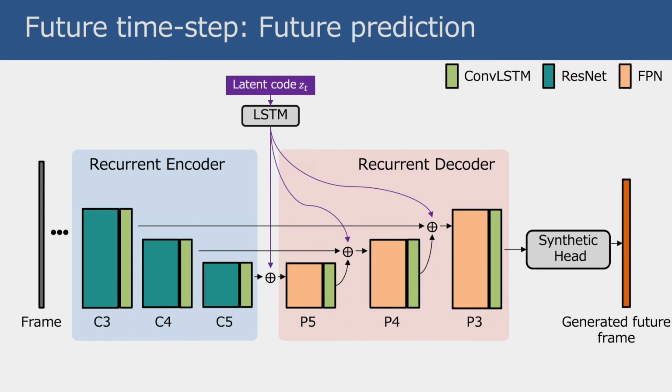The architecture for generating future frames looks like this. First, the latent variables are sampled and encoded through the LSTM. Then, they are added to the lateral connection between the encoder and decoder channel-wise to generate future frames.